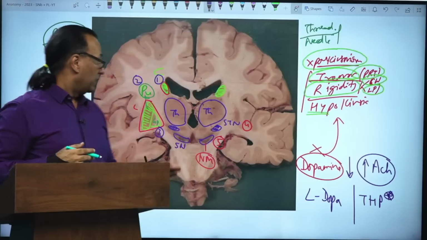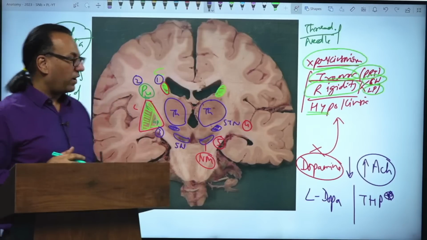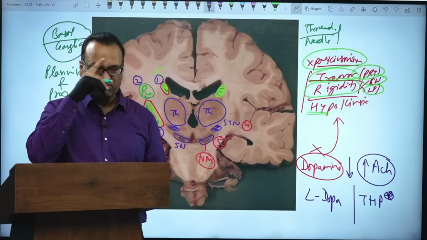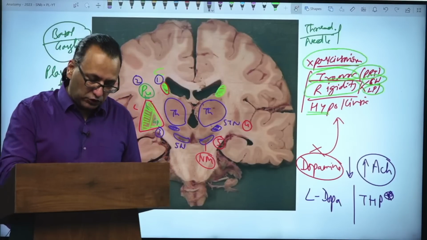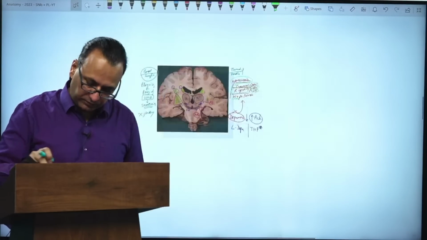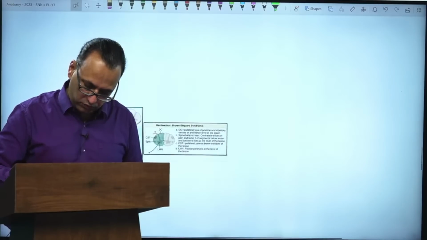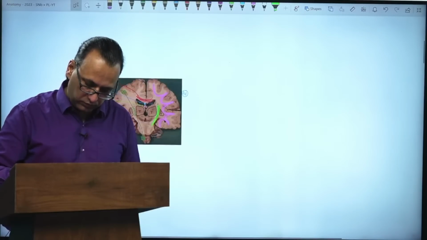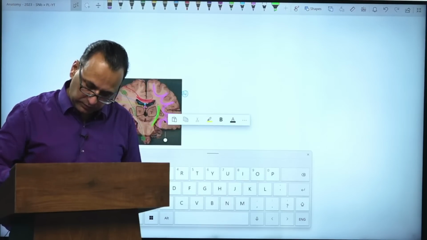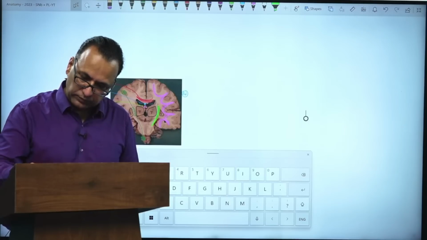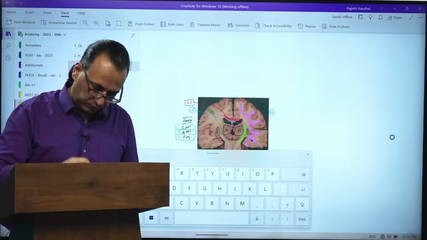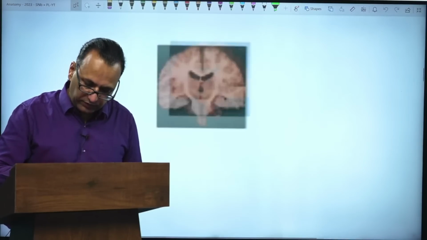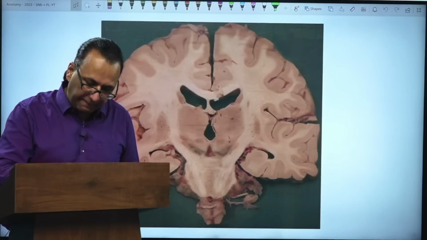Anyhow, now what about that direct pathway we were talking about? The direct pathway which the examiner has asked. For that purpose, let us make use of this one to discuss the direct pathway.